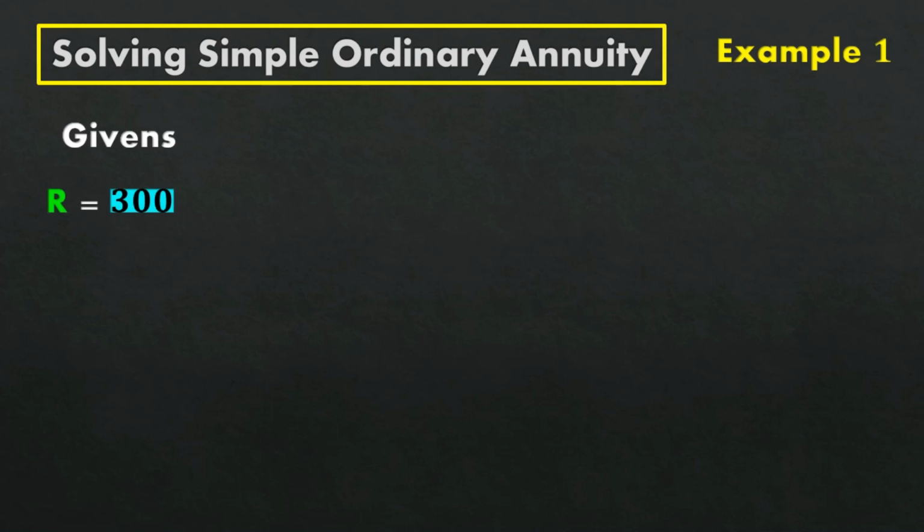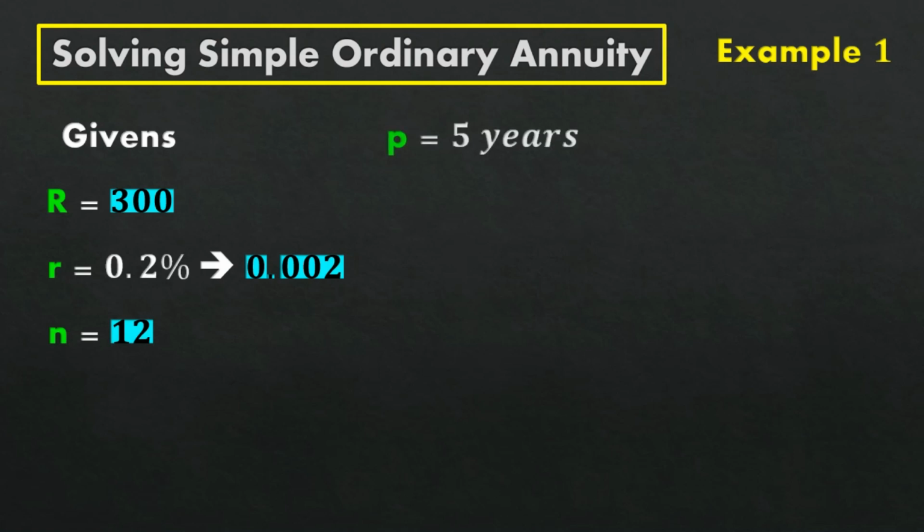The givens are R is equal to 300 kasi 300 pesos yung babayaran niya every end of the month. We have small r of 0.2%. And wag kalimutan na igalaw papuntang left yung decimal places niya. That will become 0.002. We have n of 12. Why 12? That is because it is compounded monthly. So kapag monthly, automatic ang n natin is 12. p is 5 years kasi for 5 years siya magbabayad.